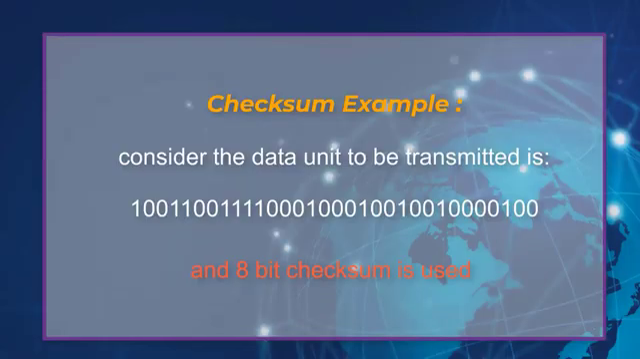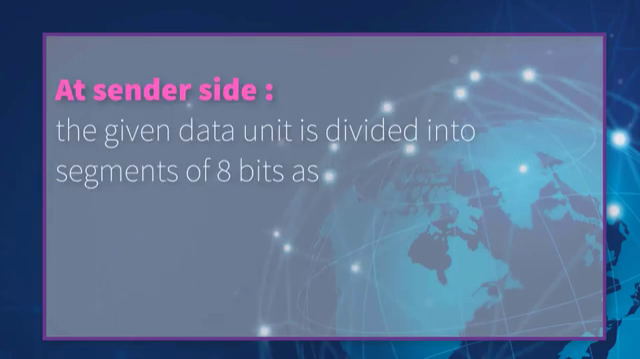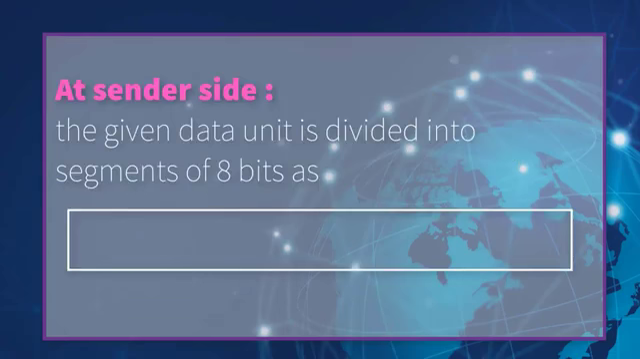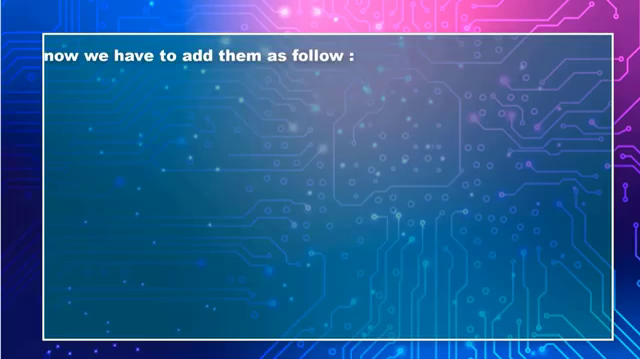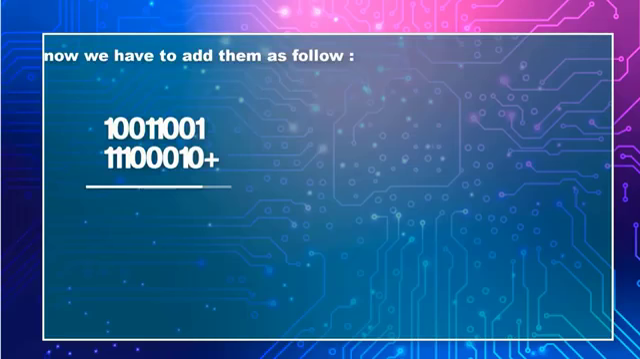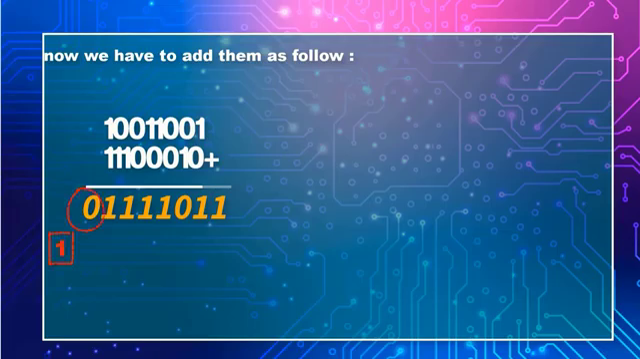Let's come to this example. Consider that we have a data unit, and we will divide it on the sender side into many parts, like four parts. Then we will add them as follows. We add the numbers as you see now, and suppose we get one extra bit when adding. This extra bit will be carried, and then we add it to the answer.